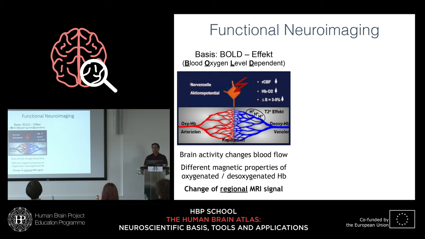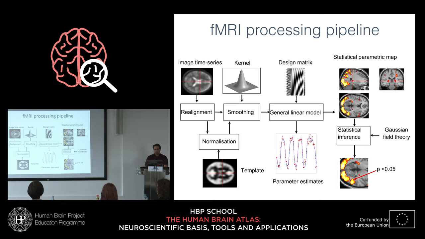Now, we acquire these images, as I said, at a rate of about 2 seconds, and we do so in, let's say, 2 millimeter cubes. So in total, you have a few 100,000 voxels in the brain. Now, how do we get from this information to information about where in the brain something happens? To do so, we need quite a bit of pre-processing. And I will not go into all of the details, but just summarize the key steps on the next slide.